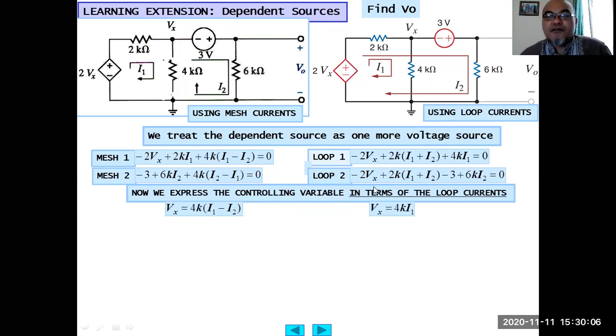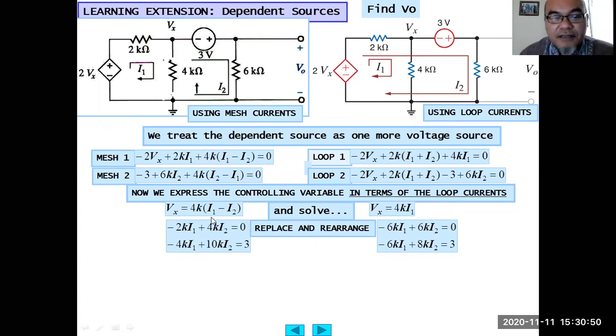Now we can express the controlling variable, Vx, in terms of the loop current. Vx is the voltage across the 4 kilo ohm resistor. So in the left side method, Vx will equal 4k multiplied by (I1 negative I2). In the right side method, however, Vx will equal 4k multiplied by I1. This is the difference, because we define different mesh currents or loop currents. But eventually the result should be the same.